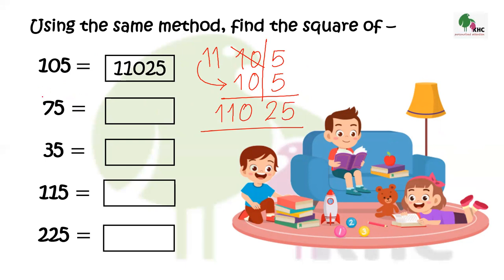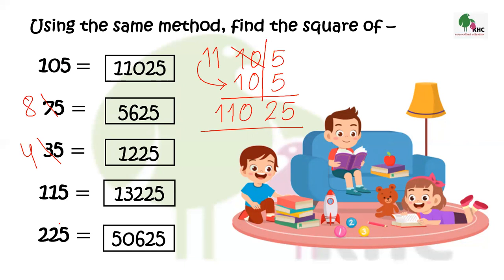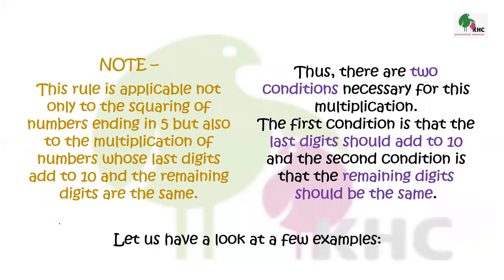Similarly, after 7 comes 8. So, you multiply 7 with 8. The answer is 56 and 25. Correct? Similarly, after 3 comes 4. So, 4 times 3 is 12 and 5 times 5 is 25. So, the answer must be 1225. You can try the other questions too, thinking of the number that comes after the given number, and you can just calculate the values. And you can verify the answers as well.